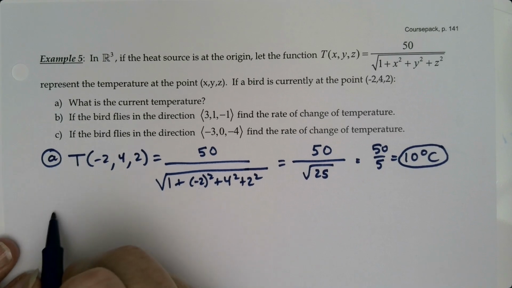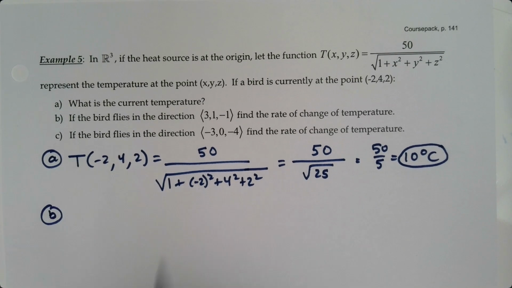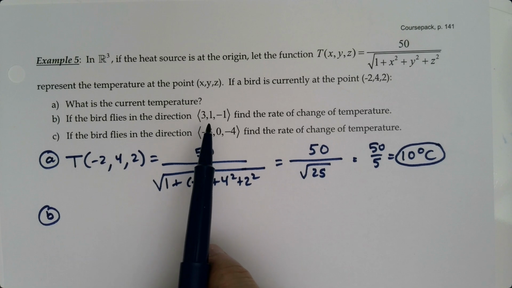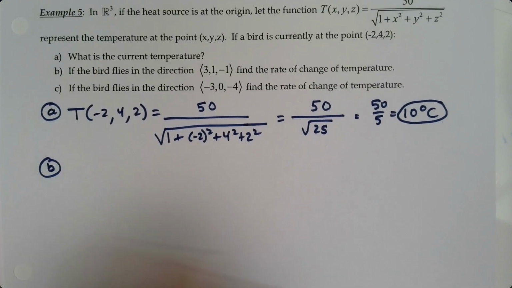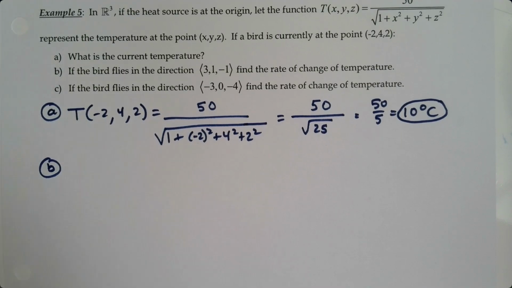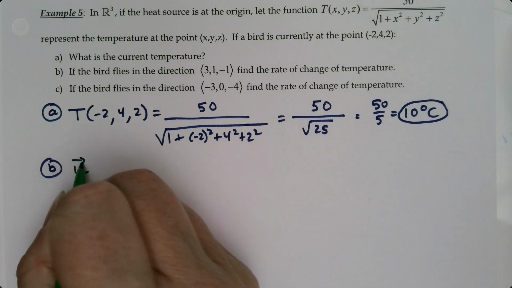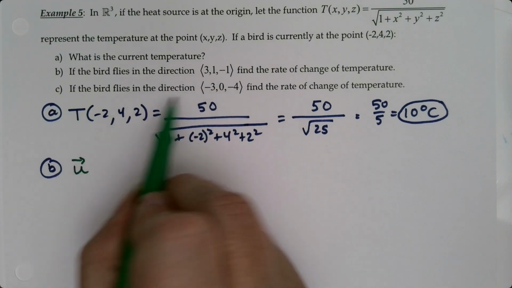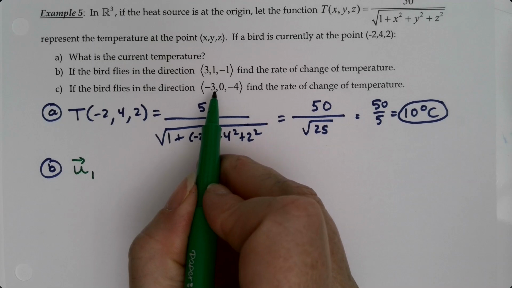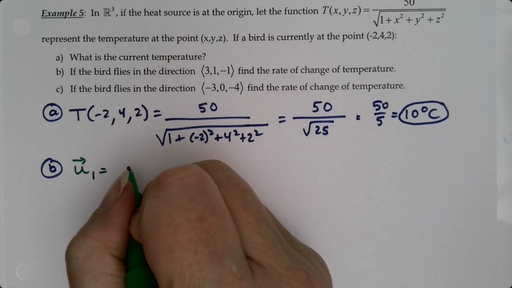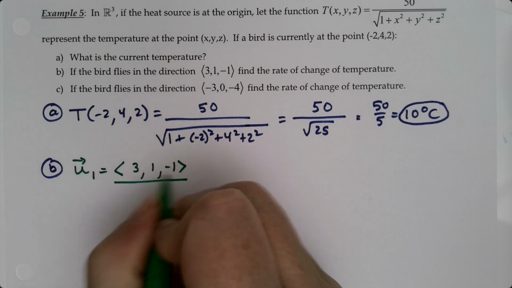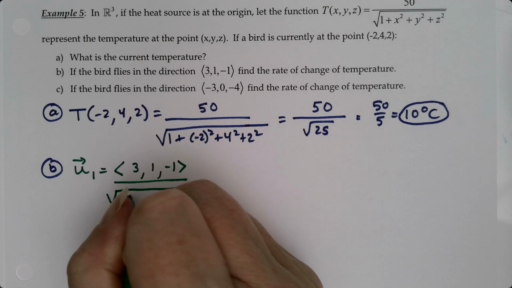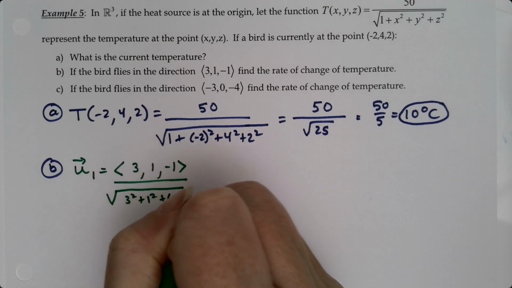All right, what about B though? Well, we need a direction, so we need to unitize the direction vector. And then we also need to find the gradient. So let's start with the direction vector because that's actually easier. The direction vector, and I'm going to number it number 1 because I can see there's a second direction vector coming. So that will be (3, 1, -1) divided by the square root of 3 squared plus 1 squared plus (-1) squared.